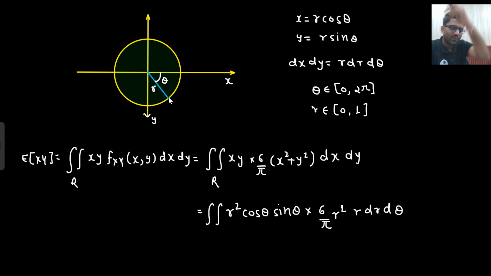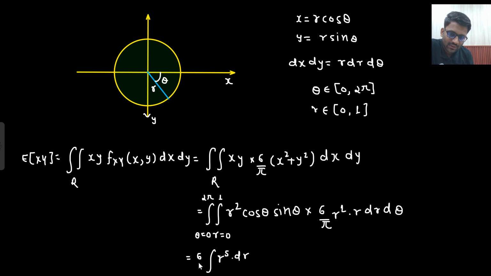R goes from 0 to 1. In the direction of r you are working from 0 to 1, and in the direction of theta you are working from 0 to 2 pi. So here in the direction of r I am going from 0 to 1. In the direction of theta I am going from 0 to 2 pi. There you go. So what you will do? R square is there. R to the power 5 would be there. Total r to the power 5 dr.